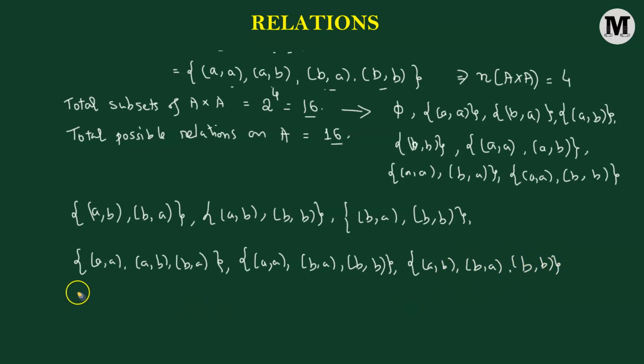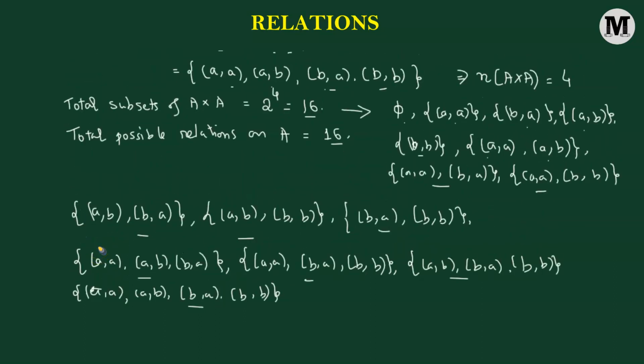Now we take one big set containing all the ordered pairs: (a, a), (a, b), (b, a), and (b, b). So let's count. We need a total of 16: 1, 2, 3, 4, 5, 6, 7, 8, 9, 10, 11, 12, 13, 14, 15, 16. So we have obtained 16 subsets of the Cartesian product of A and A, and each of them is going to be a possible relation.